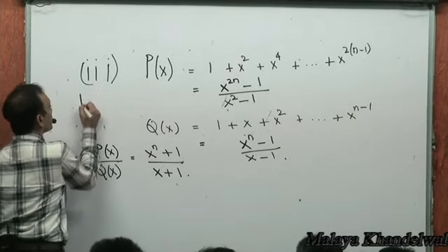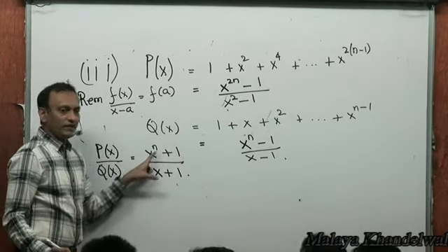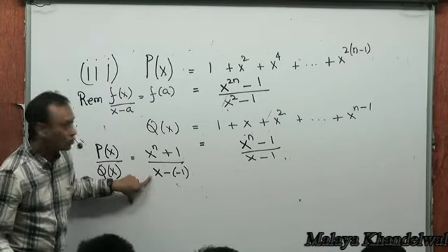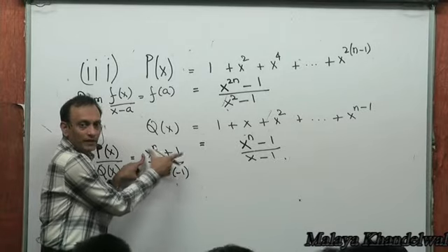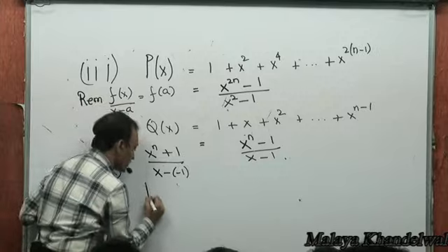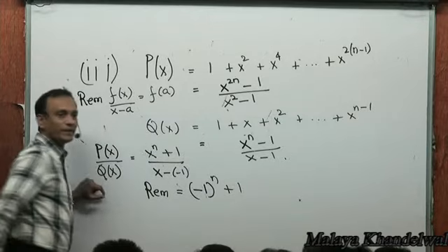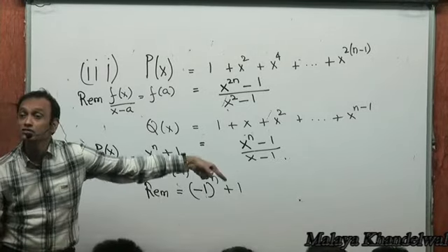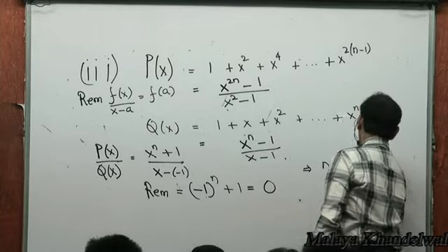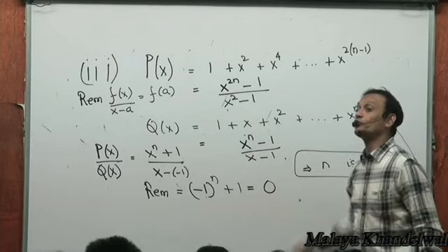Do you recall the remainder when f(x) is divided by x minus a is given by f of a? Remainder theorem. The remainder when f(x), this is my f(x), is divided by x minus 1 must be 0. How do you get the remainder of this division? Replace x by minus 1 in the numerator. So minus 1 to power n plus 1 is the remainder of this division. For perfect divisibility, this must be 0. Minus 1 to power n plus 1 will be 0 when n is odd. So this will be perfectly divisible if and only if n is odd.